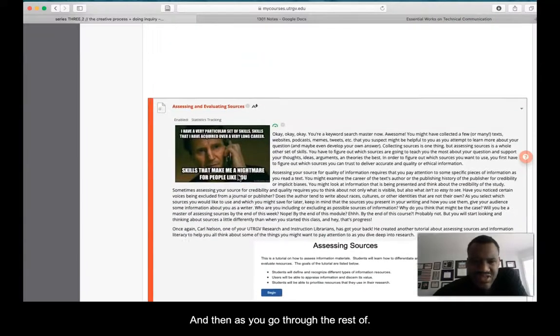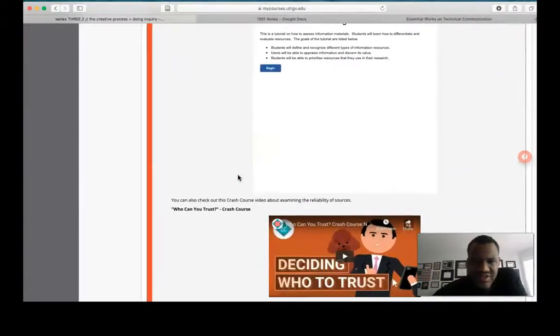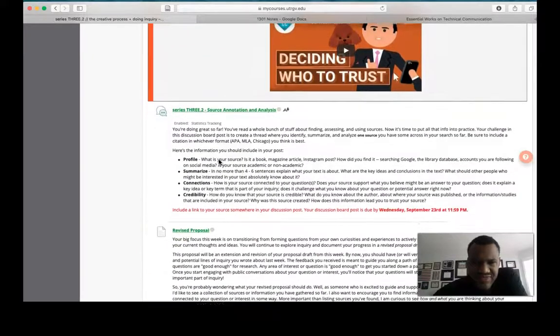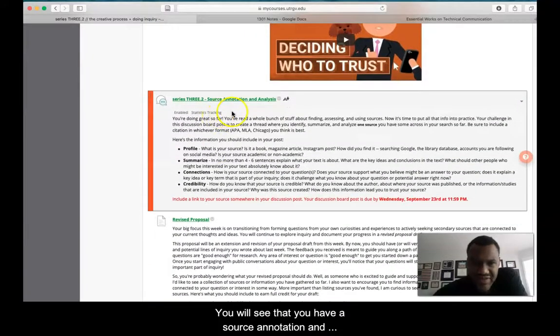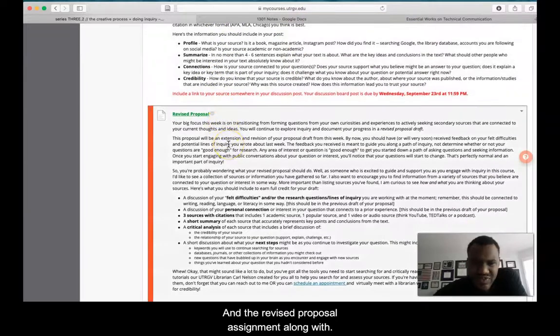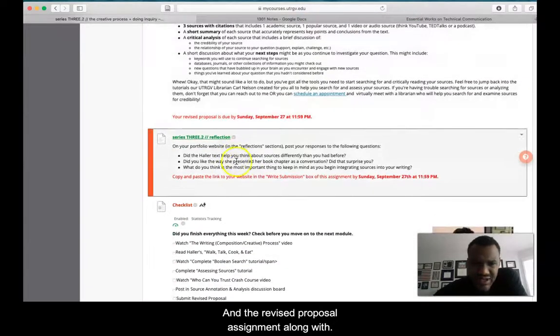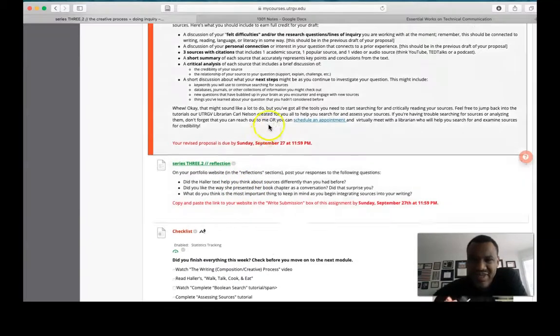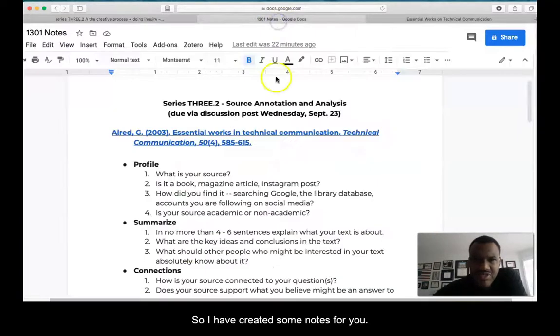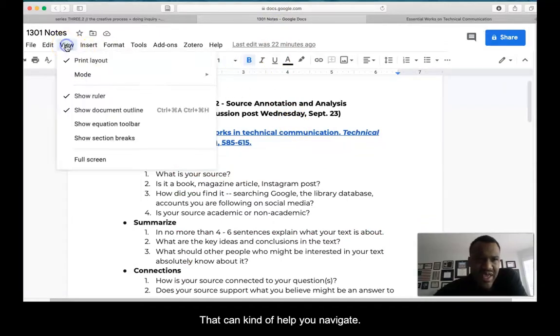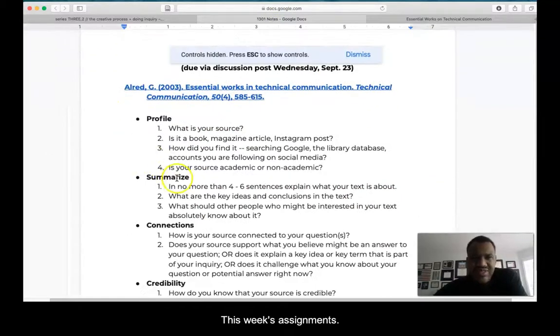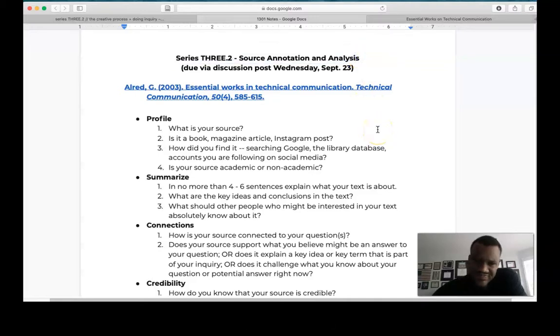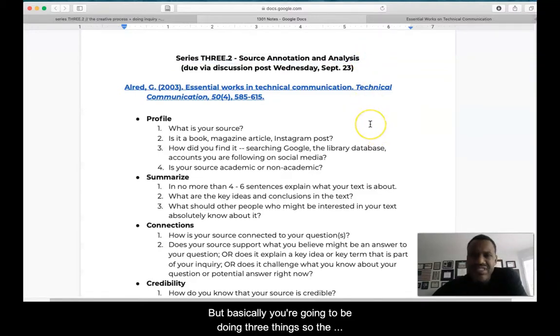And then as you go through the rest of the series, you will see that you have a source annotation and analysis assignment and a revised proposal assignment, along with your reflection, which will take place in your portfolio. So I have created some notes for you that can kind of help you navigate this week's assignments. And I'll put a link to this in the announcement. But basically, you're going to be doing three things.